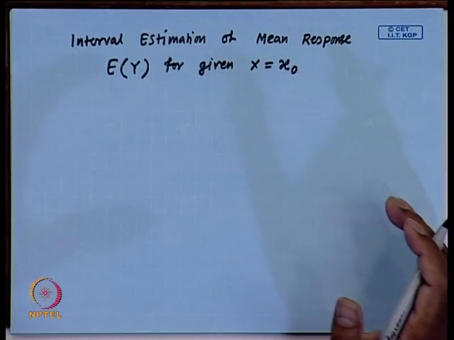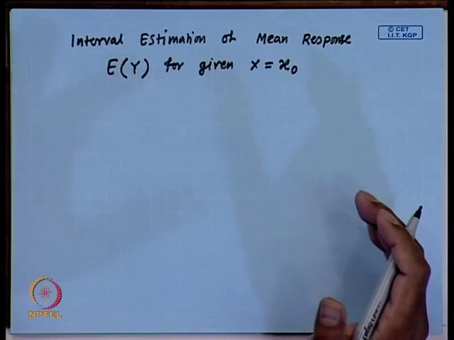Once you have the fitted model, one important application of the regression model is to estimate the expected response for a given value of the regressor variable. Another important application of the regression model is the prediction of a new observation corresponding to a given value of the regressor variable x.